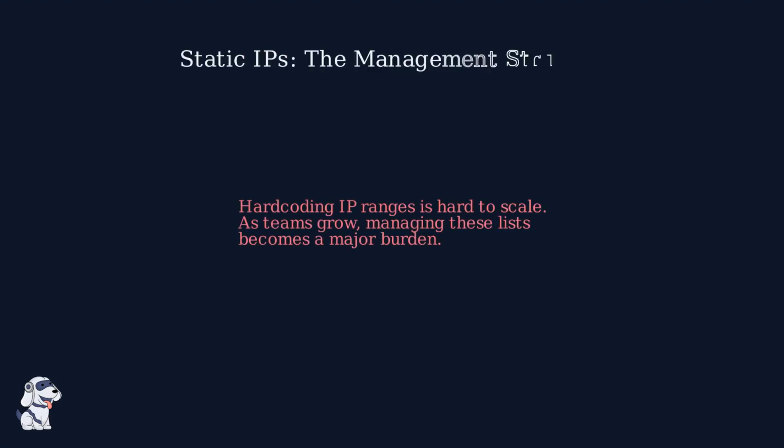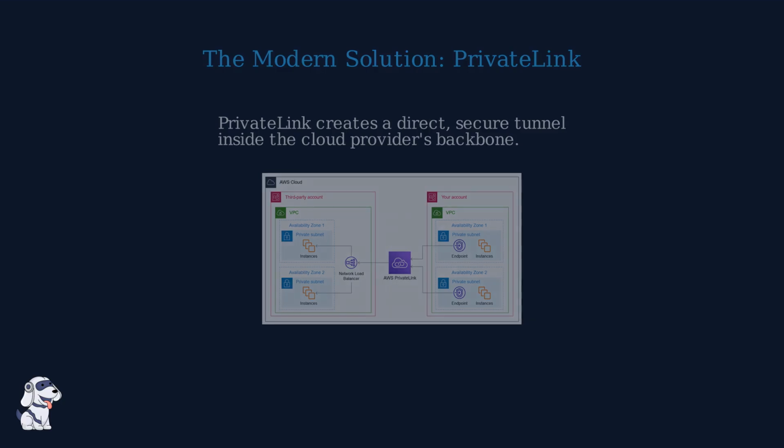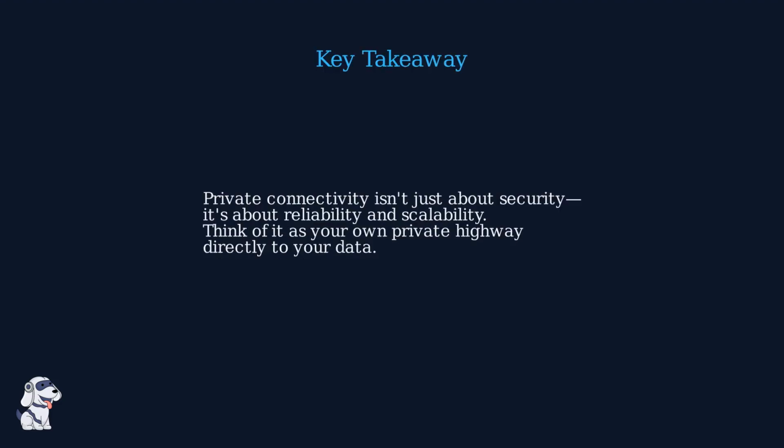Managing static IP lists can quickly become a maintenance nightmare. As your team grows, keeping track of every single egress point creates significant technical debt. Instead of relying on public IP whitelisting, we use Private Link. This keeps your traffic entirely within the cloud's secure backbone, bypassing the public internet entirely. Private connectivity isn't just about security, it's about reliability. Think of it as a private highway directly to your data, rather than navigating the unpredictable public internet.